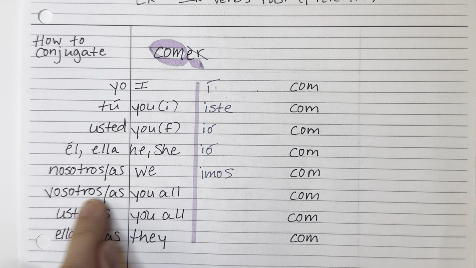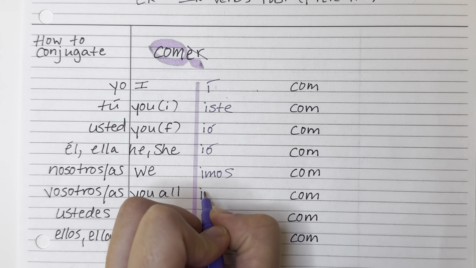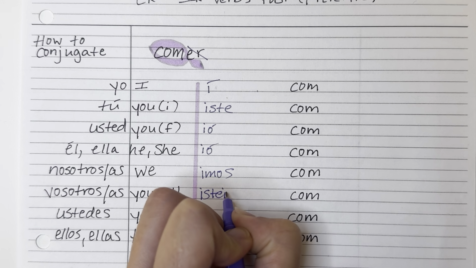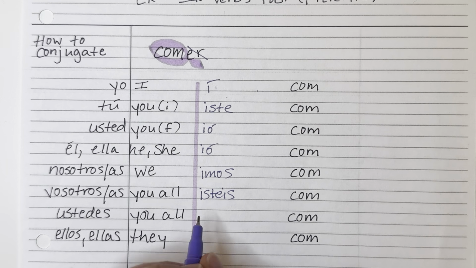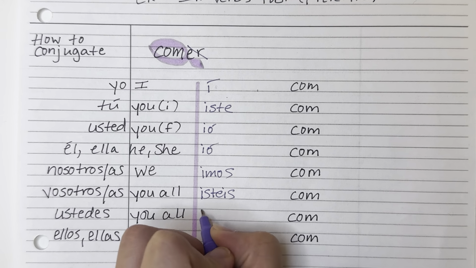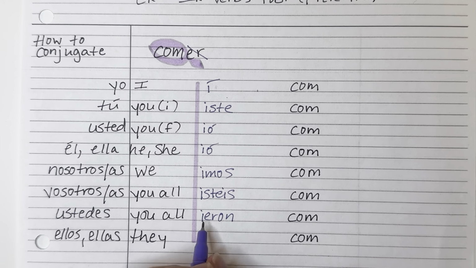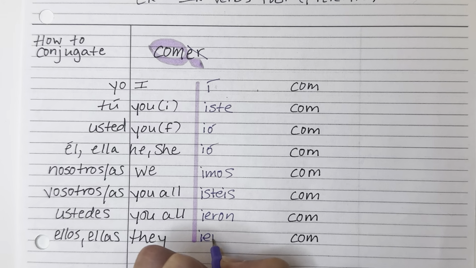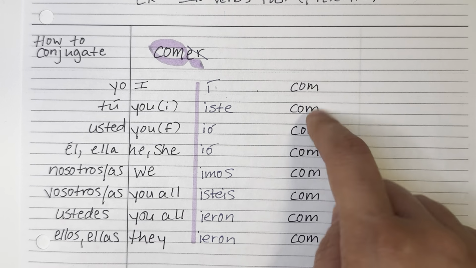Vosotros, vosotras, so you all, used mostly in Spain, istes. And ustedes, so you all, used in other parts like Latin America, ieron. And then they, ellos, ellas, is going to be the same as ustedes, ieron. Okay, so let's look at how this works with the verb comer.